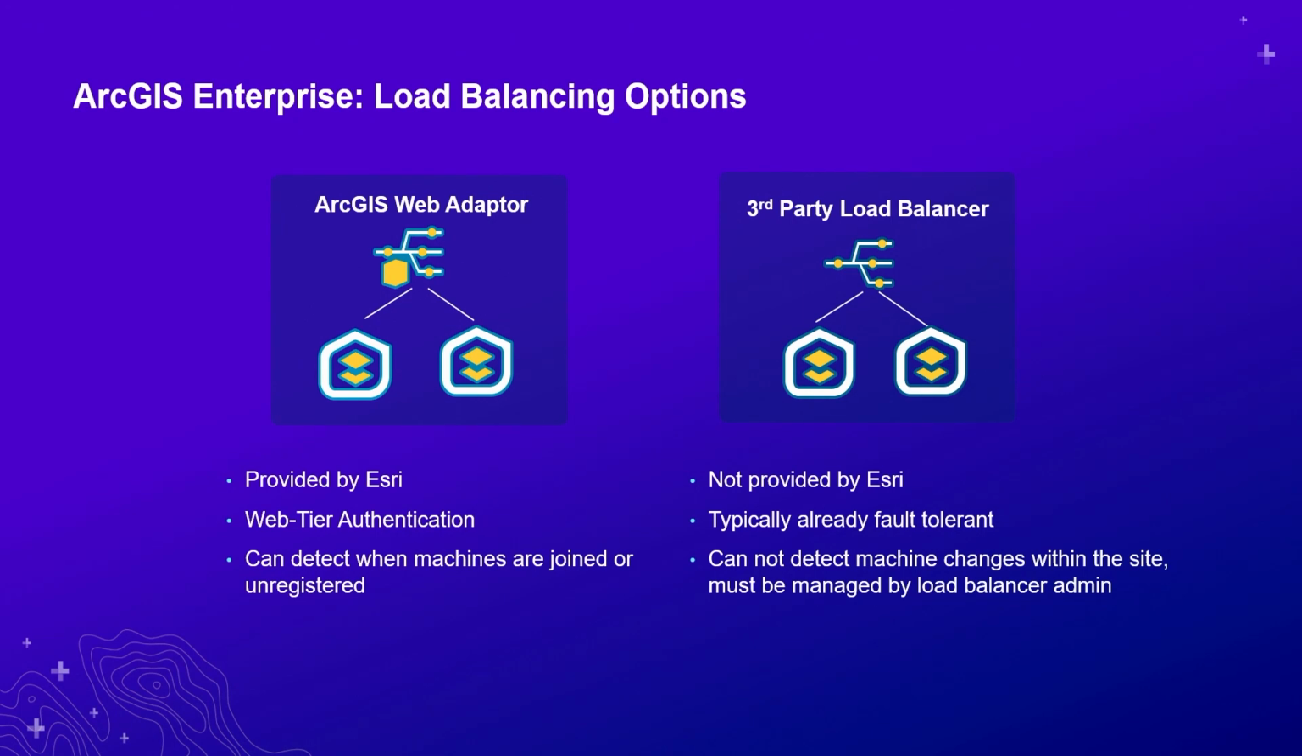What's also going to be included within an architecture is a third-party load balancer. These are not provided by Esri, but they're typically already fault tolerant. You know, the commercial products like F5, they're already going to be highly available in nature. These typically can't detect machine changes within the site, so a load balancer administrator may need to add the machines to the configuration if ones have been added to the site or removed. Typically, your highly available architecture is going to include a third-party load balancer, and we can discuss this more when we get into the deployment scenarios.